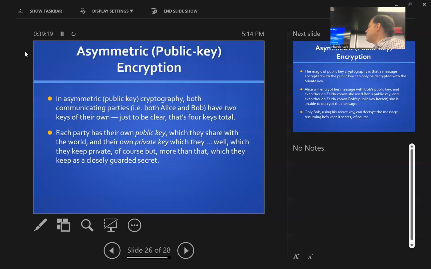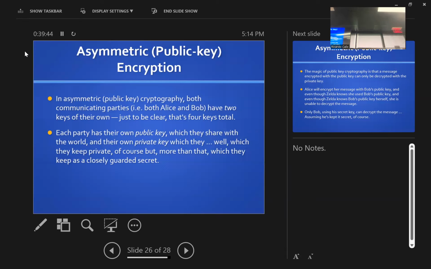Alice. Each party has their own public key, which they share with the world. So what that means is you'll create your public key. You can have your own website and you just put it there. It's available, free to everyone, for everyone to see, okay? That's the public key, which they share with the world.